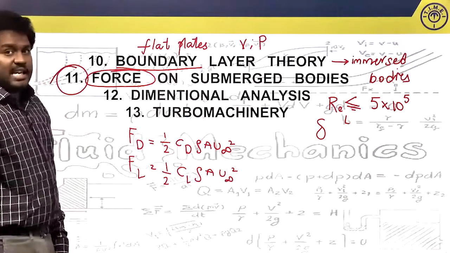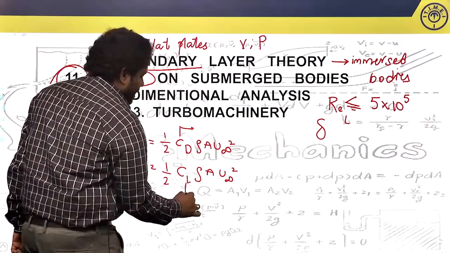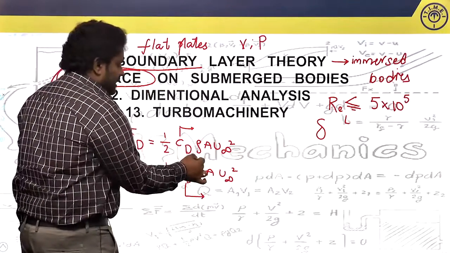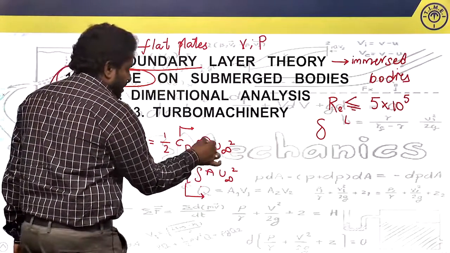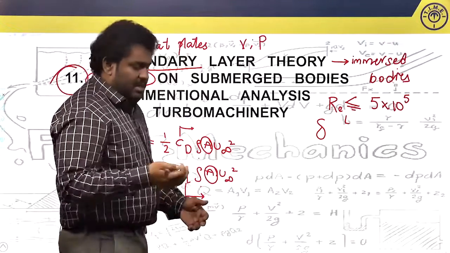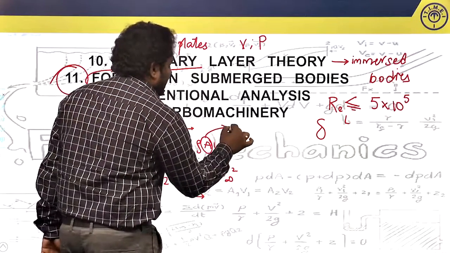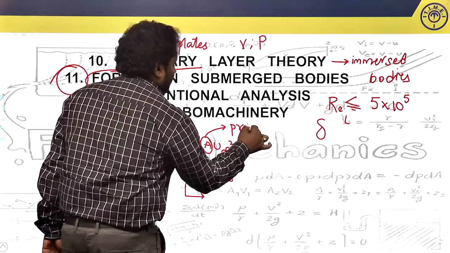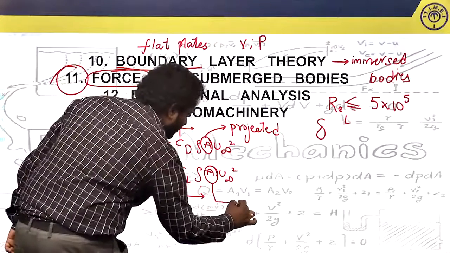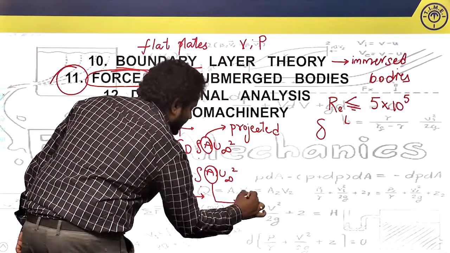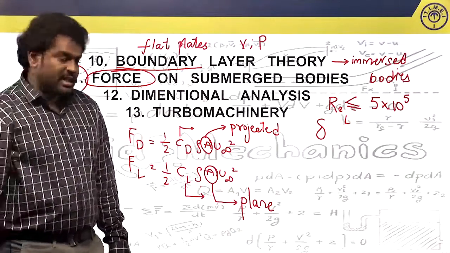When we talk about C_D and C_L, C_D is the coefficient of drag and C_L is the coefficient of lift. Rho is the density, the same in both lift and drag. Area plays a very important role. For drag force, we take the projected area of the body into consideration, whereas for lift force, the plan area is taken into consideration. These are the two things you need to remember.